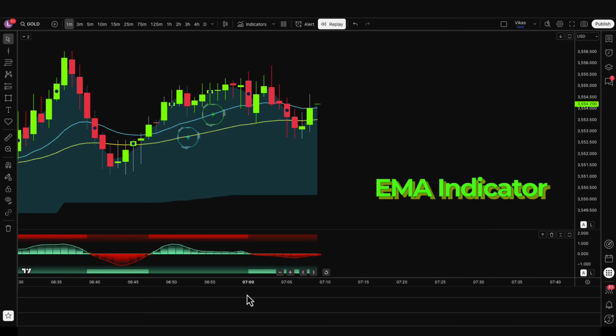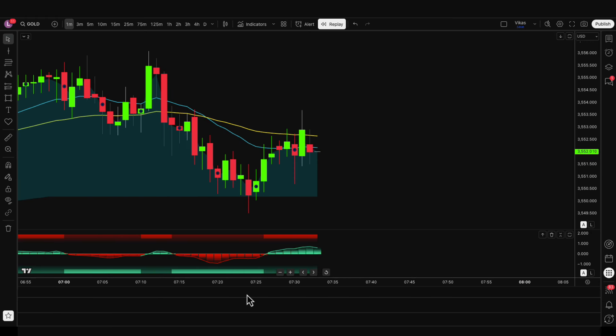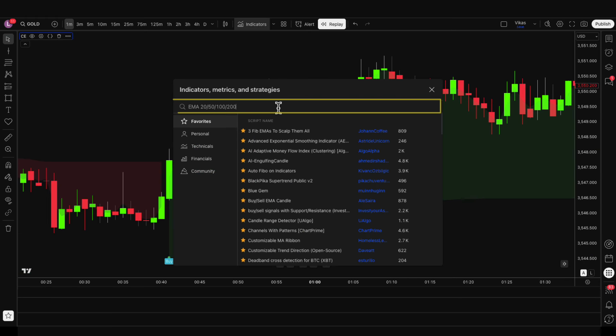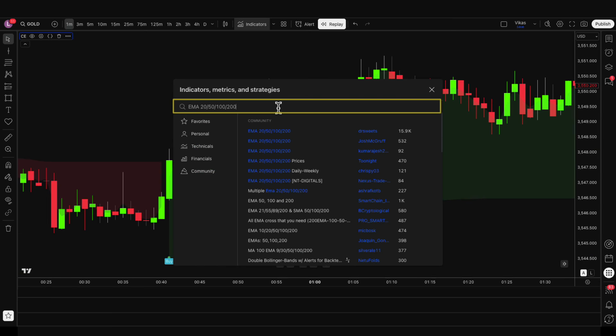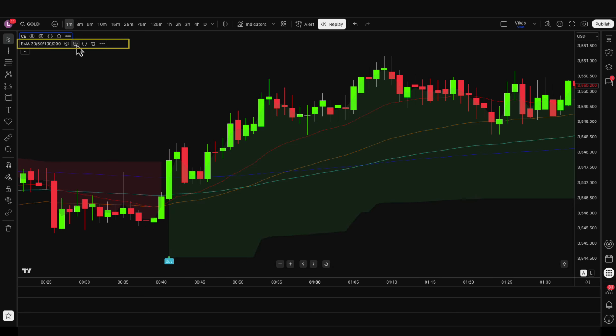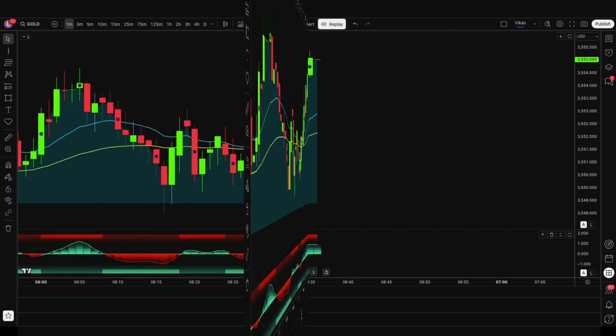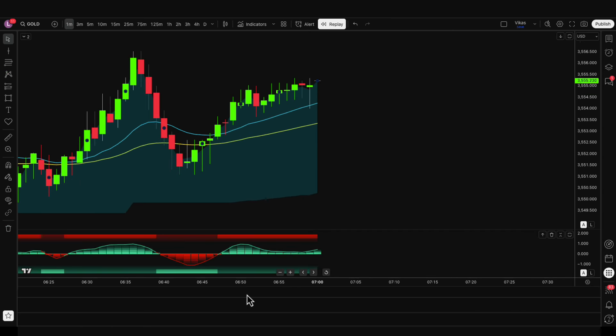The yellow and turquoise color line indicator we see in the chart is the EMA indicator. Let us now understand the trading setup. We will search EMA indicator in the search box of TradingView. After that we have to click on the EMA indicator option, in which we have to change some settings. We need to hide these options. We have to change these plot options from red to turquoise and orange to yellow. After this we will understand the next trading setup on the chart.